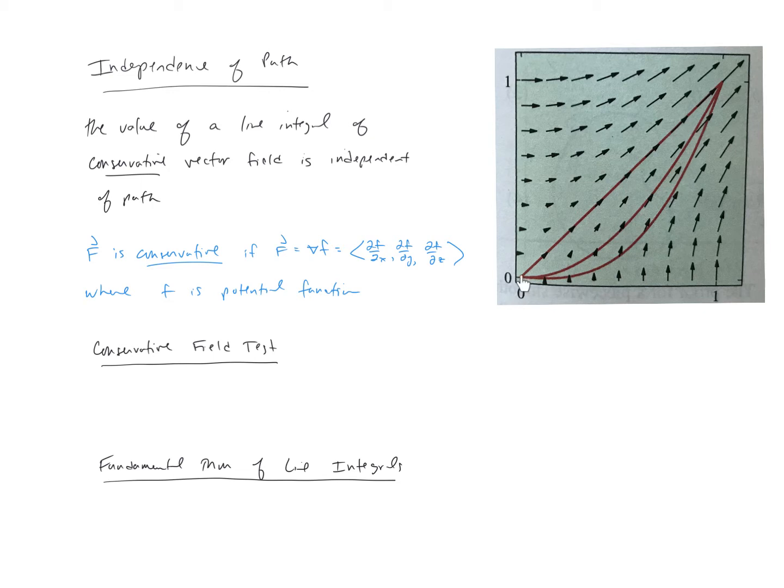So the amount of work from here up to here, same way along this curve and same way along this curve, will all come out to the same answer. And that's again because the vector field is conservative.